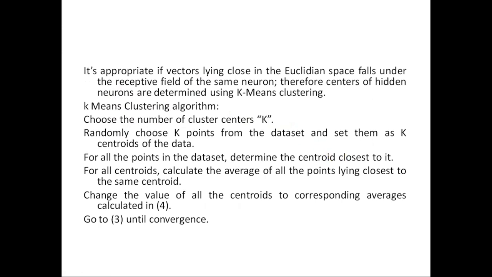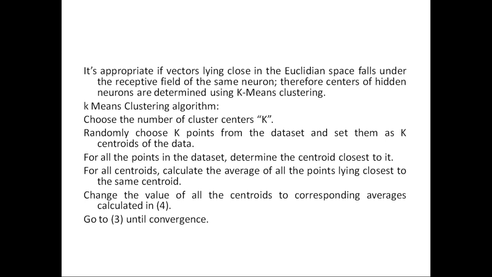Now, it is appropriate if vectors lying close together in Euclidean space fall under the receptive field of the same neuron. The one node that I represented by the circle is one node. If the Euclidean distance, that is AB as I have shown, is close to the same node, then it works. So it is appropriate if vectors lying close in Euclidean space fall under the receptive field of the same neuron. Therefore, the centers of hidden neurons are determined using k-means clustering. K-means clustering is one type of algorithm we use for unsupervised training.